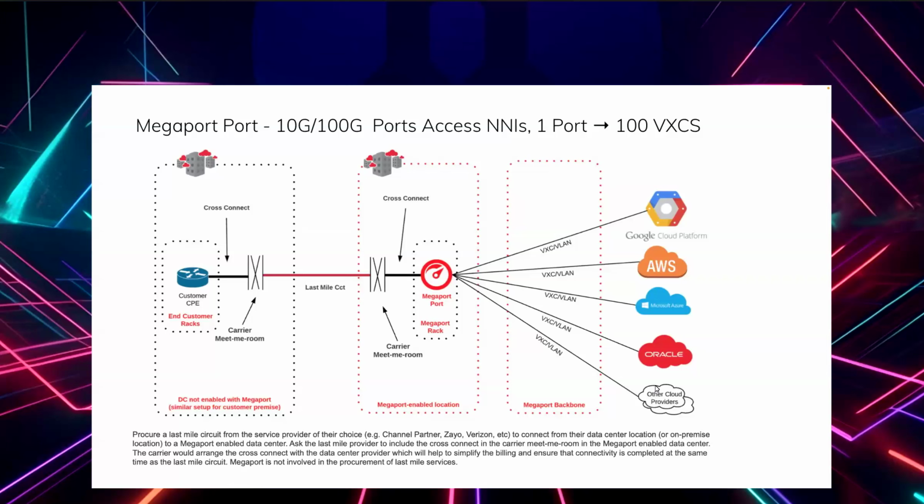On the left-hand side, I have a customer premises. There's a cross connect to a meet me room. I grab a circuit from a Lumen, a Zayo, a Verizon, Comcast, Crown Castle, whomever, and I get that provisioned to the meet me room of a Megaport enabled data center.